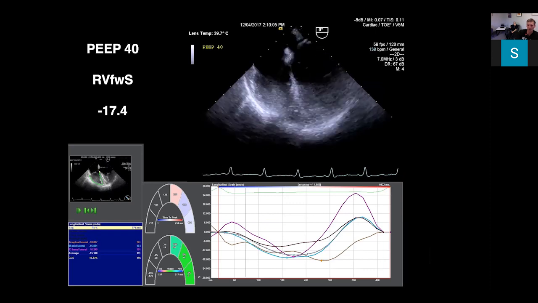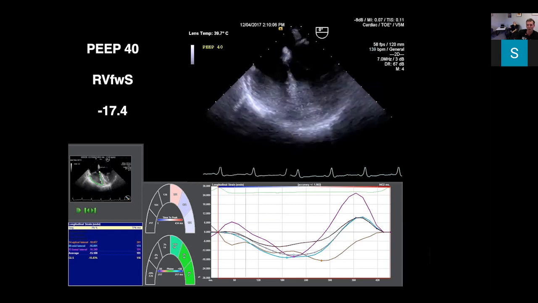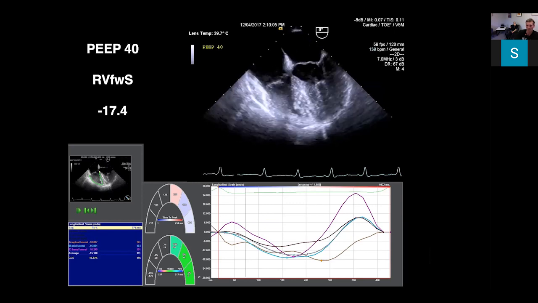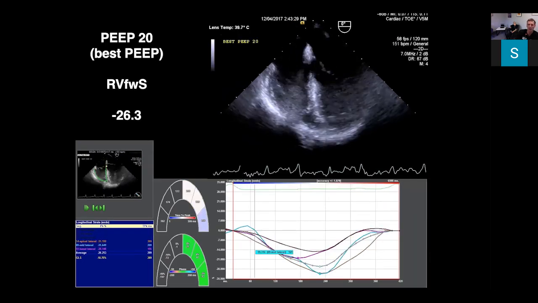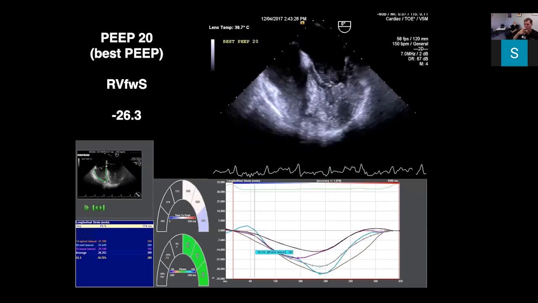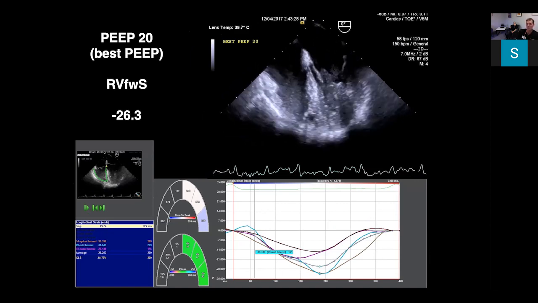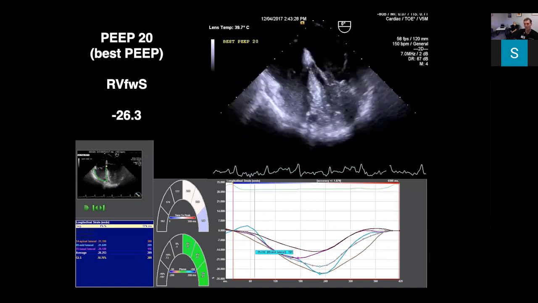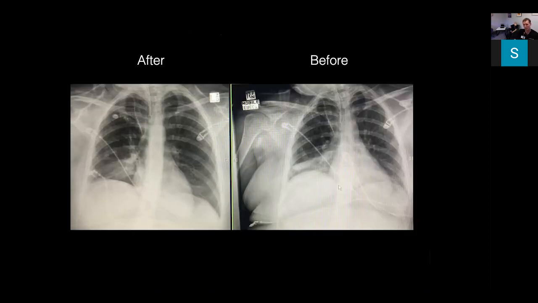Probably I got up to 30 these days. You can see I started to get some mild RV dysfunction and a bit of dysynchrony that potentially might have come into this. As I then came back down to the best PEEP based on the compliance data, I saw that I've actually got better strain than when I started. I haven't done many of these, I'll be honest, but it's something to think about: this patient clearly had better improved compliance and a better looking chest x-ray before versus after.